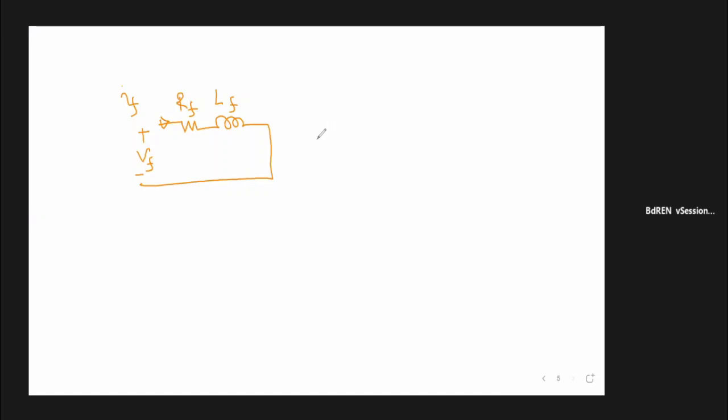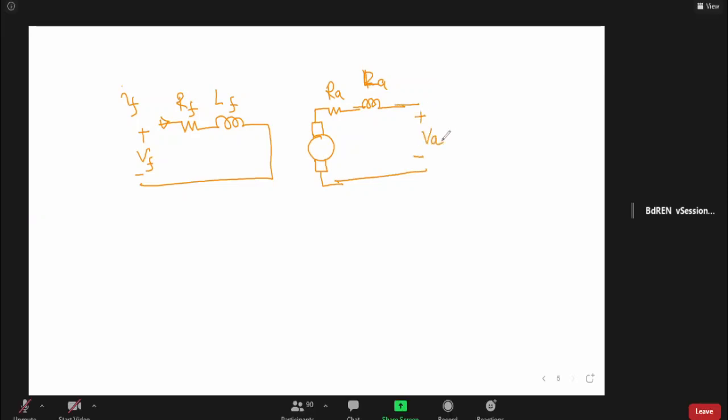Your armature circuit is represented by a symbol something like this. We separate the resistance of the armature, Ra, and the inductance of the armature, La. A voltage is applied there, the armature voltage Va. That will cause the armature current Ia. When your motor begins to rotate, it is coupled with a shaft to, for example, a load.